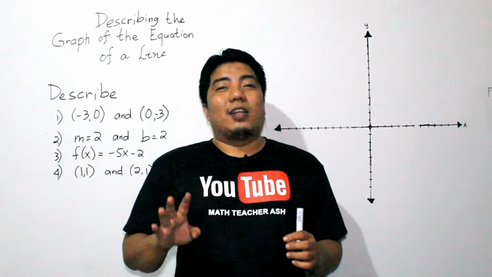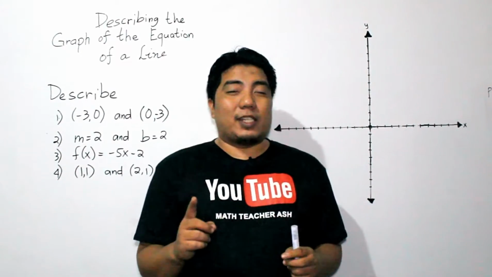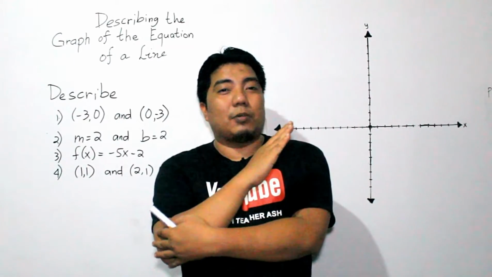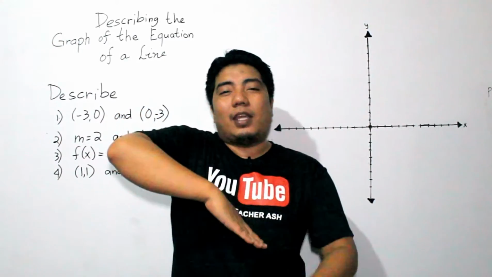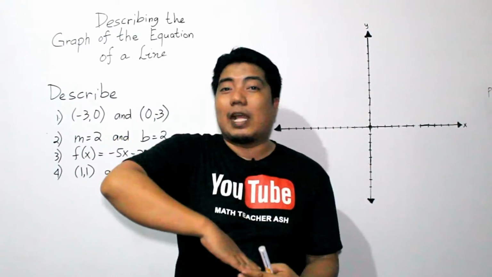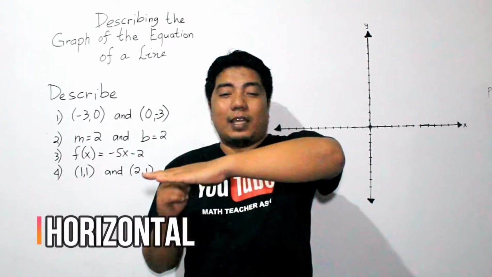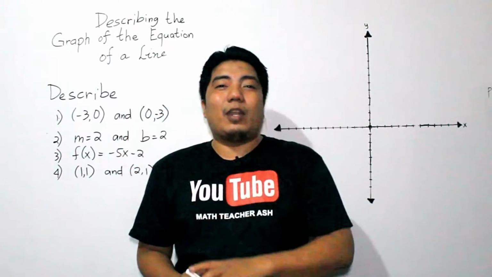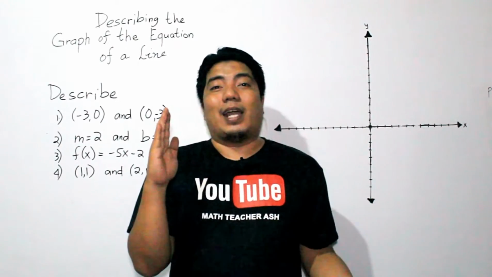But there are 4 descriptions for the graph of a linear equation. The first is increasing, when it starts from the bottom, then it goes up. The second is decreasing, meaning it starts above and then it goes down. The third is horizontal, meaning it does not rise and does not fall. And we also have the vertical, which is just parallel to the y-axis.